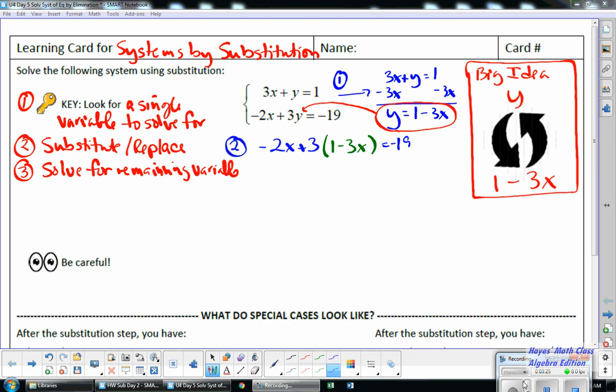So step 3 will look like this. Sorry, my cord is hitting my microphone. Here we go. Sorry if there's a glitch. I was interrupted. Good job, Lupe.